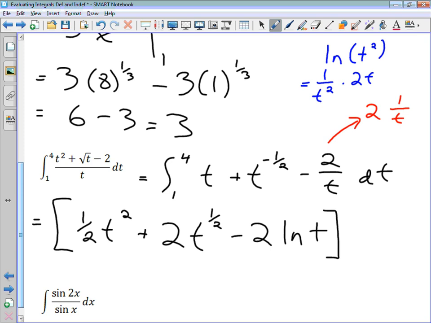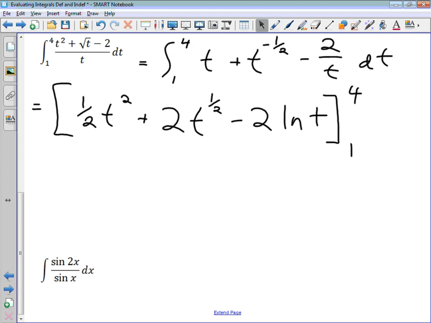Interesting. Is it going to matter which one we choose? Yes, oh, turns out it's not going to matter when we evaluate it. Phew. Okay. So I'm going to stick with 2 times ln t, and we're going to evaluate this from 1 to 4. Okay.